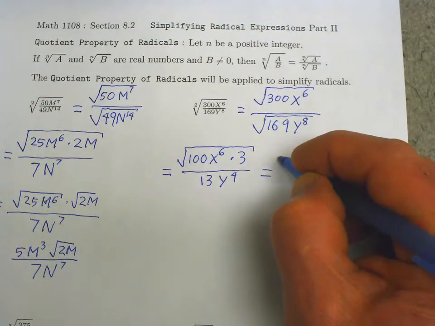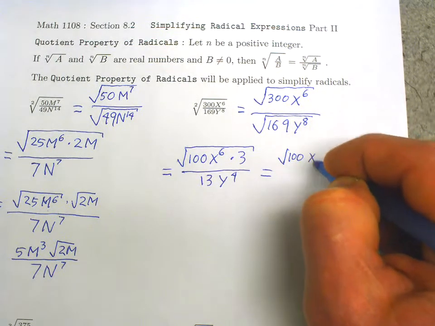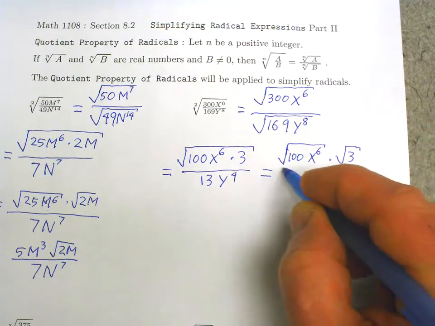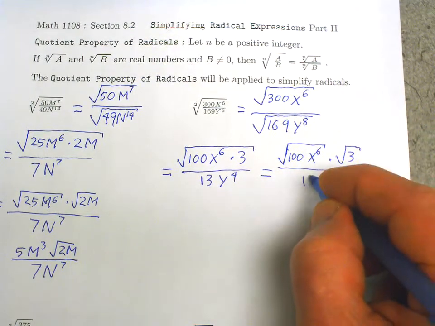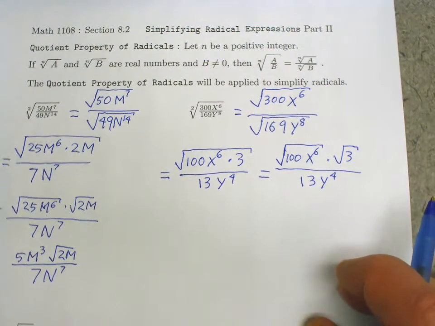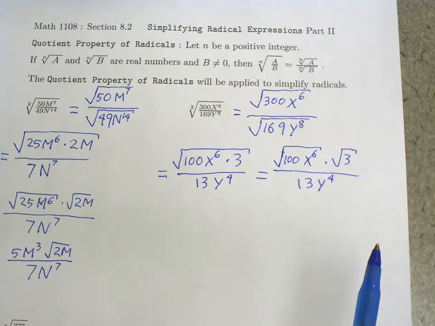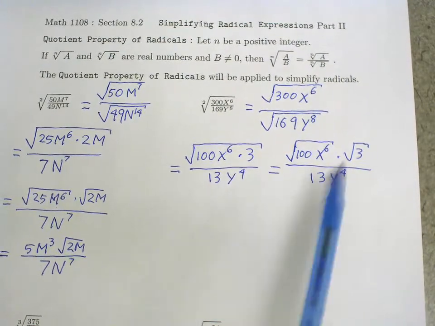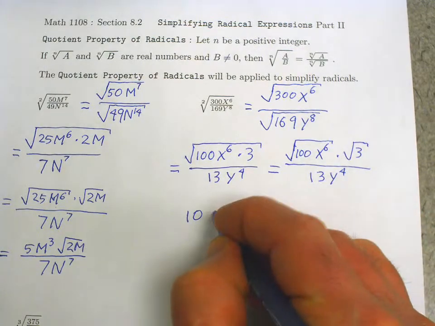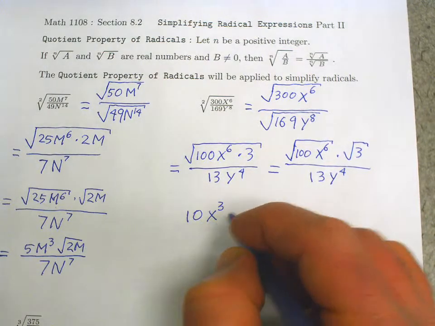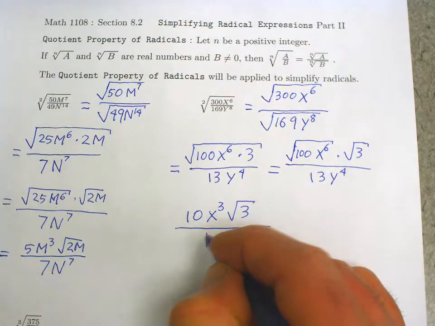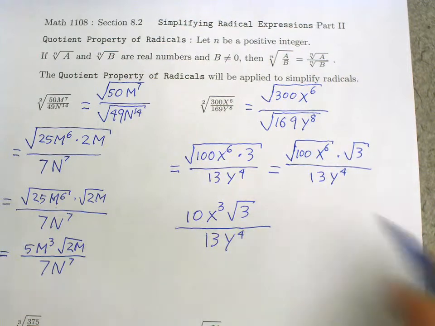And that's the square root of 100x to the 6th times the square root of 3, divided by the denominator, 13y to the 4th. And finally, the square root of 100 is 10. The square root of x to the 6th is x to the 3rd. And so in the numerator, we have 10 times x to the 3rd times the square root of 3, divided by 13y to the 4th in the denominator.